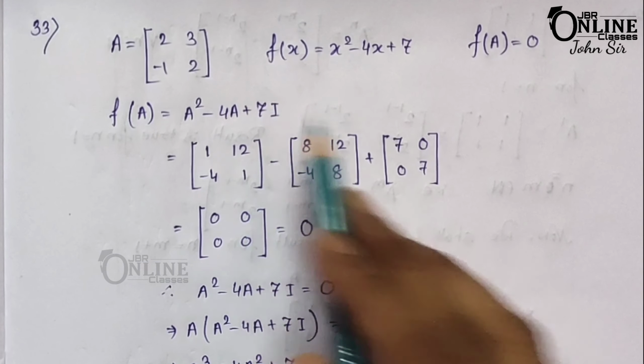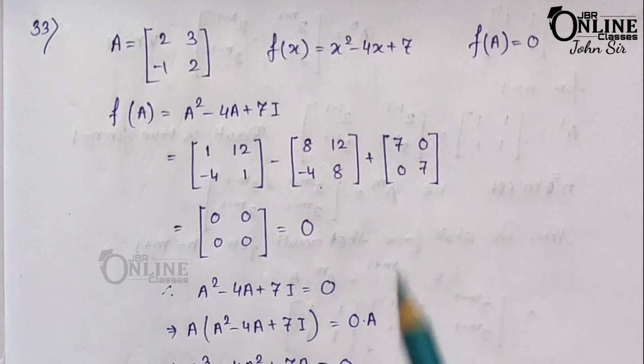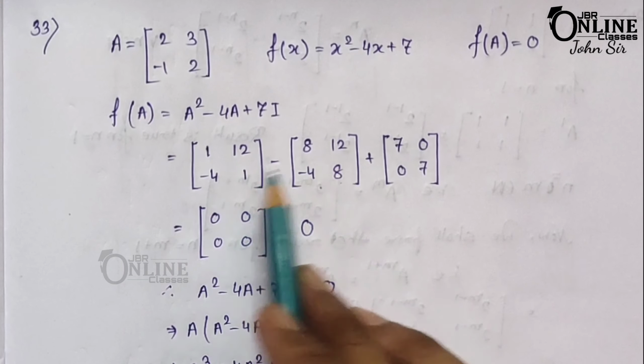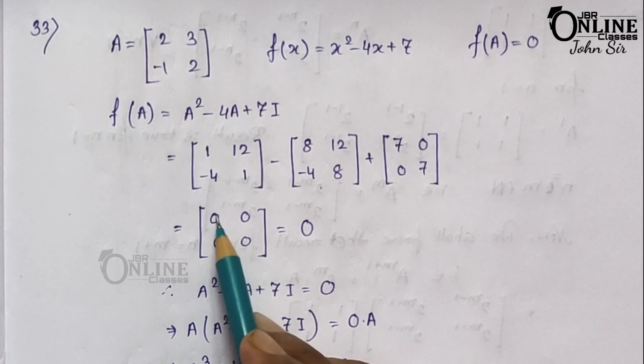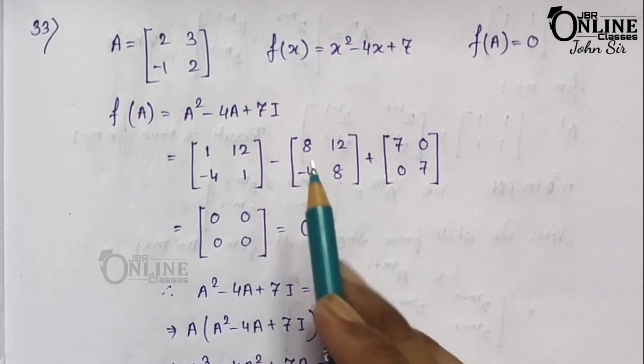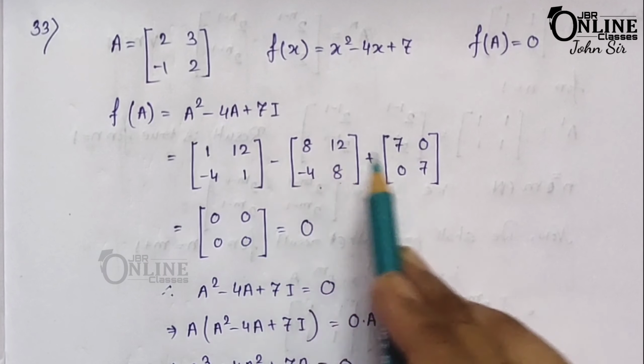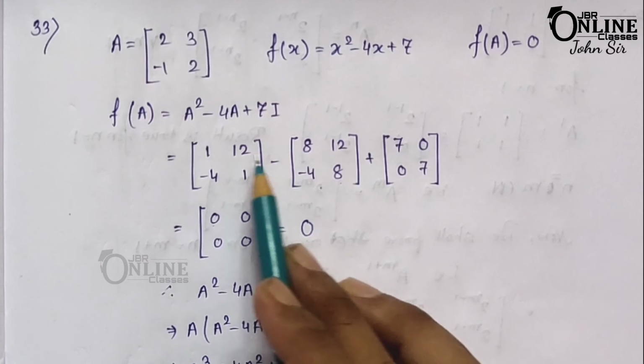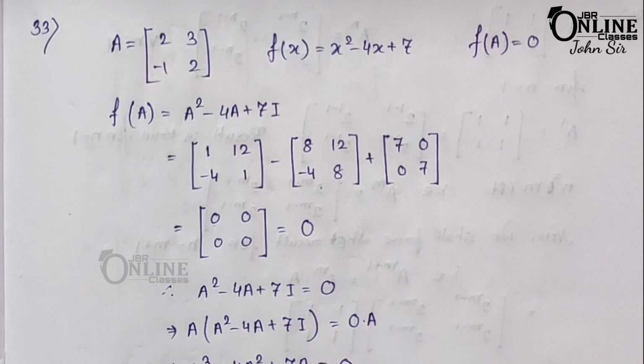Last one 7I, [7, 0; 0, 7]. So whenever you add or subtract these three matrices, you will get [0, 0; 0, 0], because as here 1 minus 8 plus 7, that equal to 0. Similarly others will be also 0. So that means first one is proved.